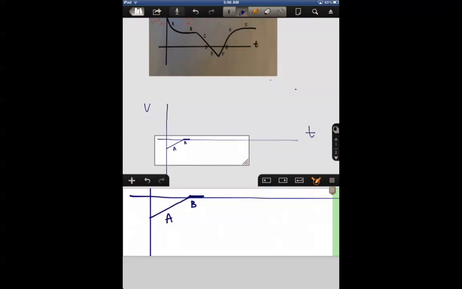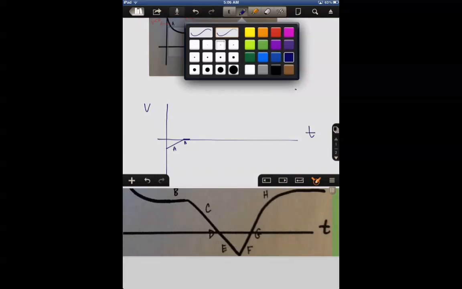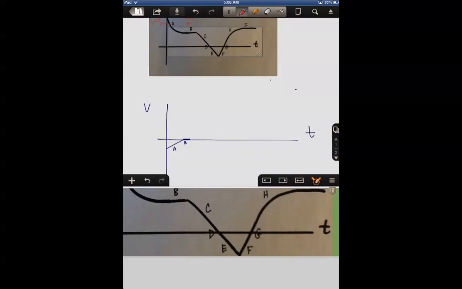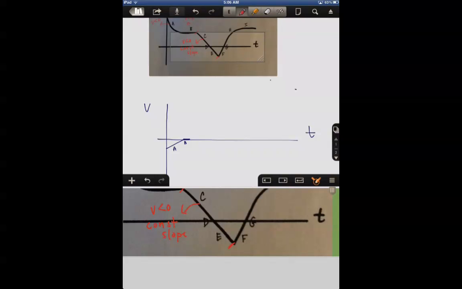Then, up at point C, the velocity again is less than 0, but it's a constant slope. So there's no slowing down or speeding up. I'm going to keep talking about this stretch here. Notice this whole stretch from C all the way down to that point is one constant slope. There's no change in velocity.